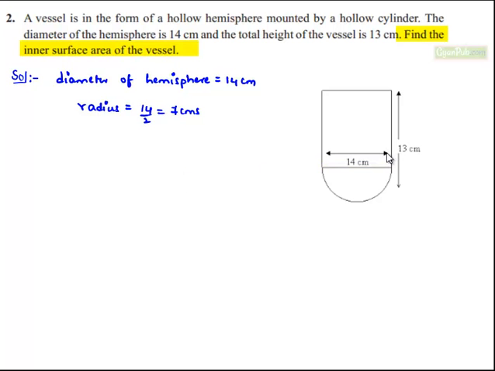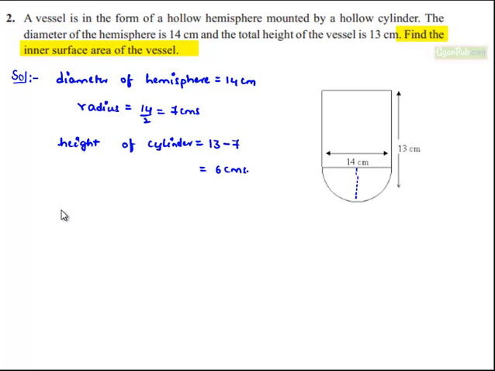Now, we are asked to find the inner surface area of the vessel. In order to find it, we need to find the inner surface area of the cylinder and also the inner surface area of the hemisphere. So, let us first find the height of the cylinder, which is equal to the total height, 13 centimeters, minus this height, which is nothing but the radius, 7 centimeters. Therefore, we get the height of the hollow cylinder as 6 centimeters.